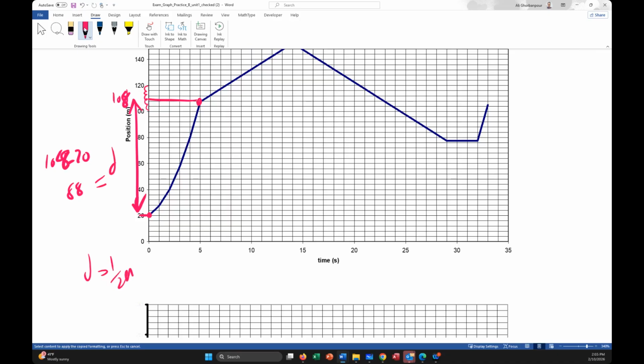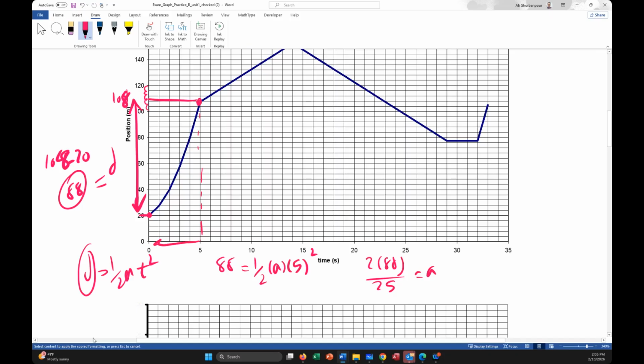d was 1 over 2 a t squared. What is the displacement? 88. One half acceleration. What is the time? 5 seconds, 5 to the power of 2. Go ahead and calculate this: 2 times 88 divided by 25. This is going to be your acceleration. So 176 divided by 25 is going to be 7.04.